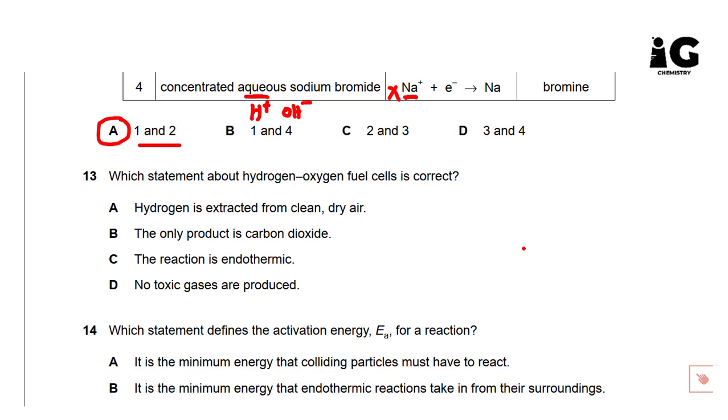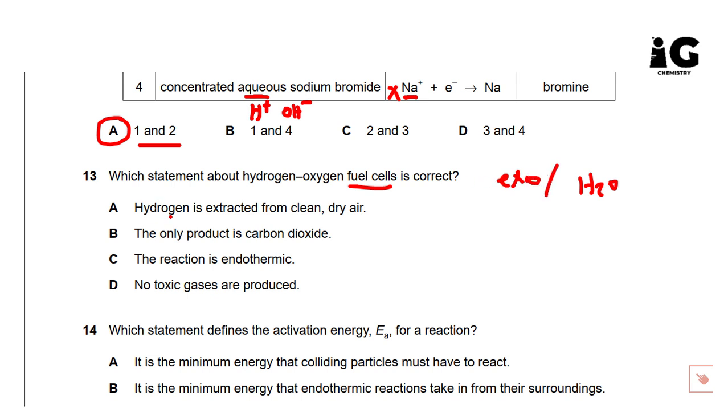Okay, number 13, which statement about hydrogen oxygen fuel cells is correct? In hydrogen oxygen fuel cells, we have a reaction between oxygen and hydrogen to form water, H2O. And this reaction, because it's a fuel cell, should be an exothermic reaction.